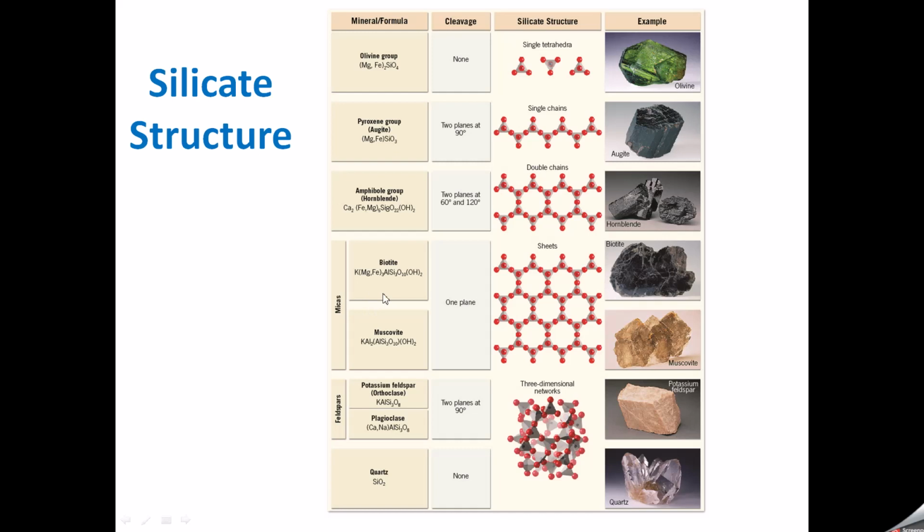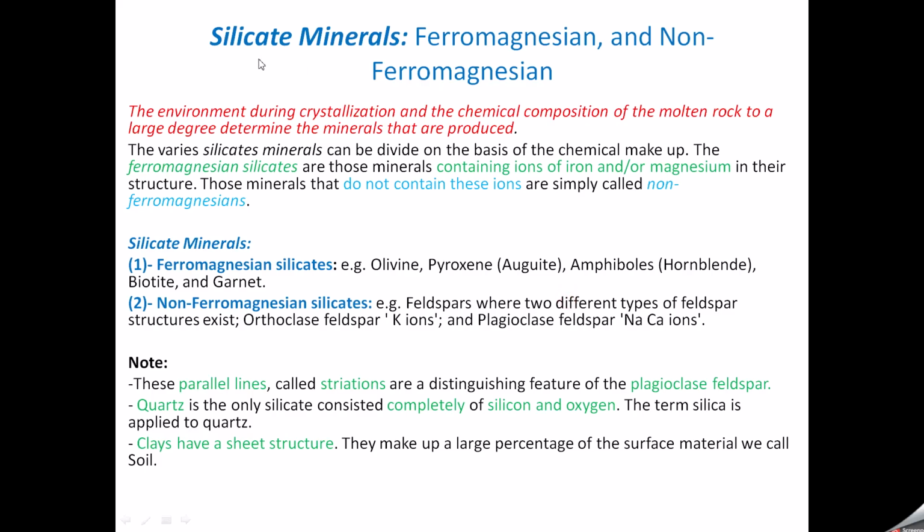So these are all silicates, but the upper group from biotite, amphibole, pyroxene, olivine are all ferromagnesian silicates. The other ones down here, from muscovite, potassium feldspar, plagioclase, quartz, are silicates but non-ferromagnesian. And these are the silicate minerals, ferromagnesian and non-ferromagnesian.